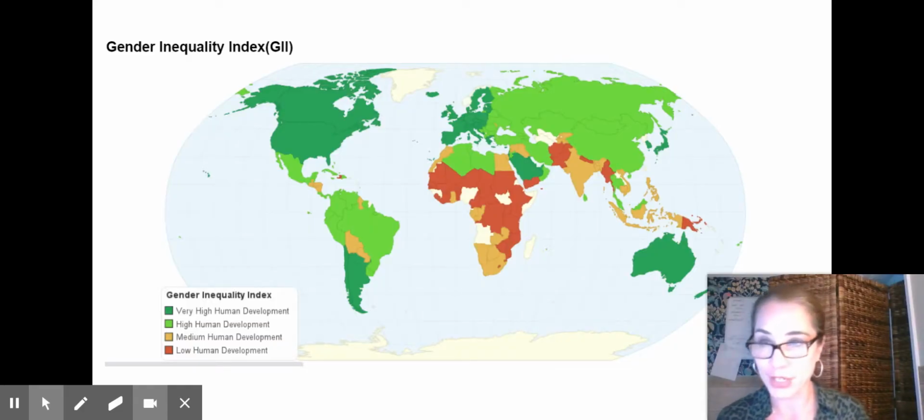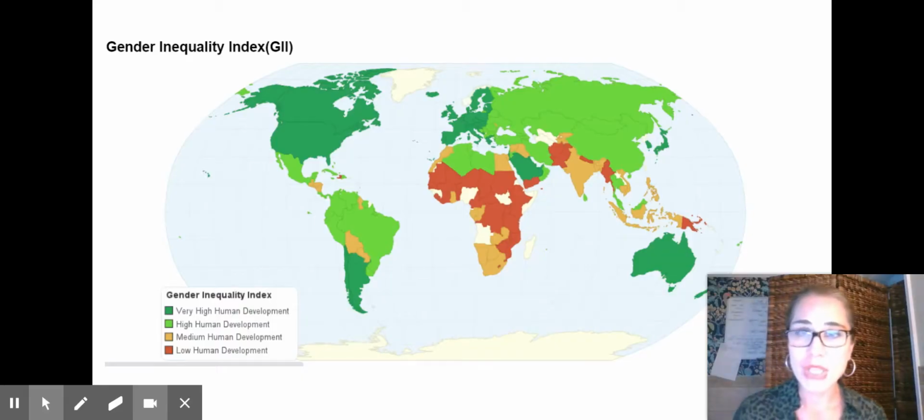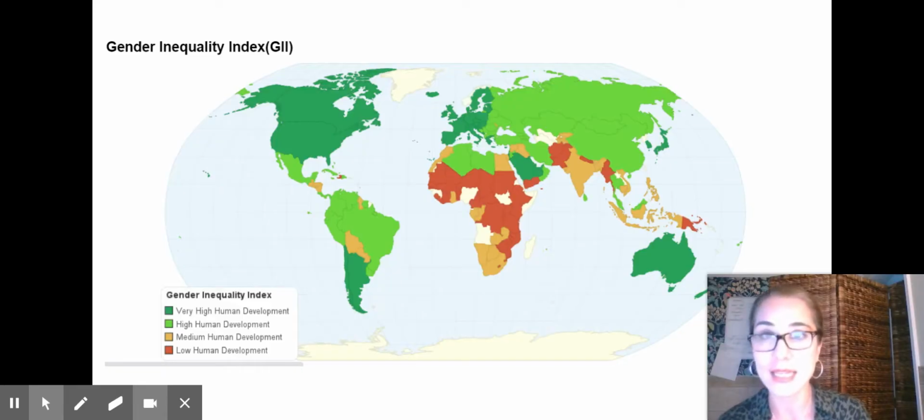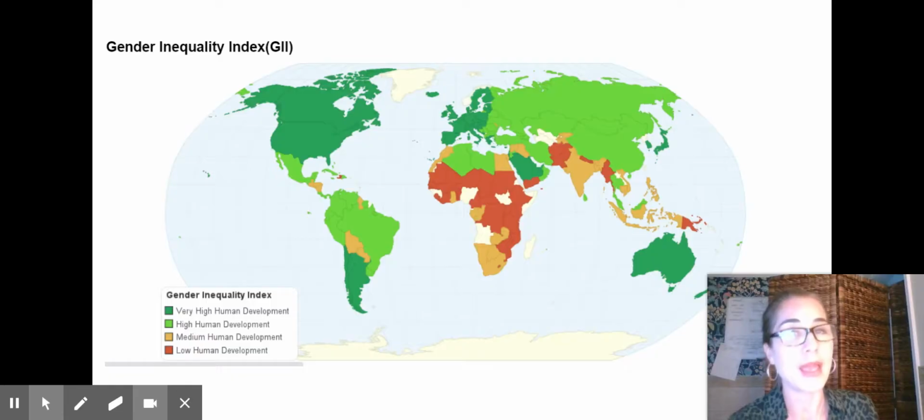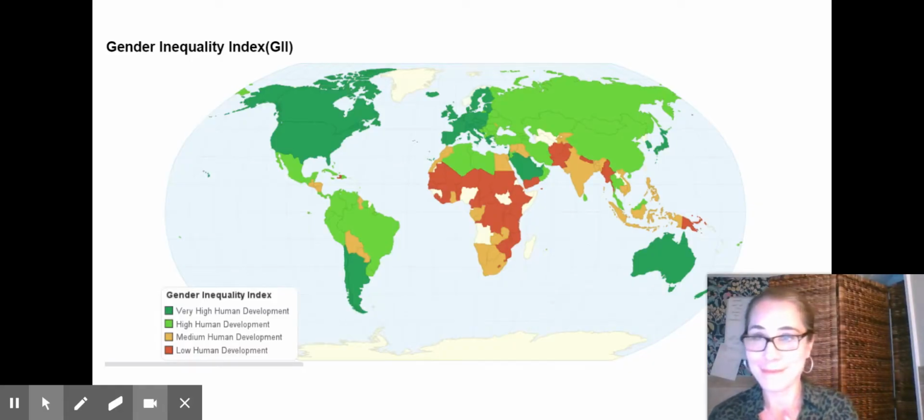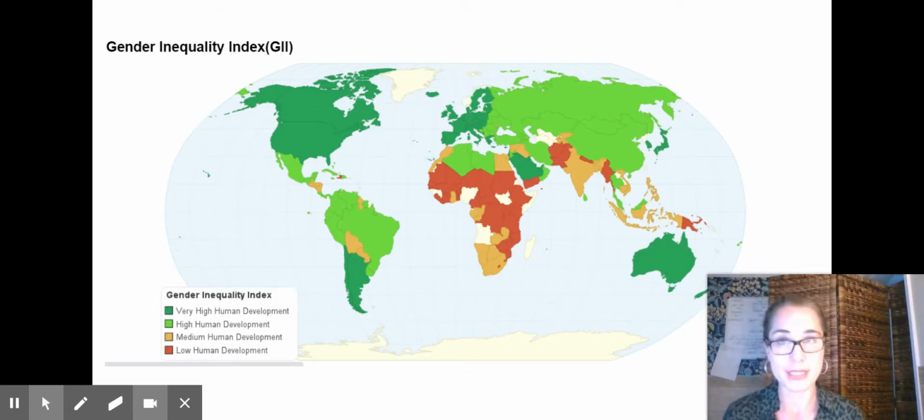It takes into account maternal fertility rate, women in the workforce, women in elected positions, and then it has this numeric figure. So in this map, you can see that the places with the highest human development based on this index are North America, Europe, and Australia. Okay, what else do you see? Okay, where do you see the lowest human development for women? Okay, so we're making a connection.